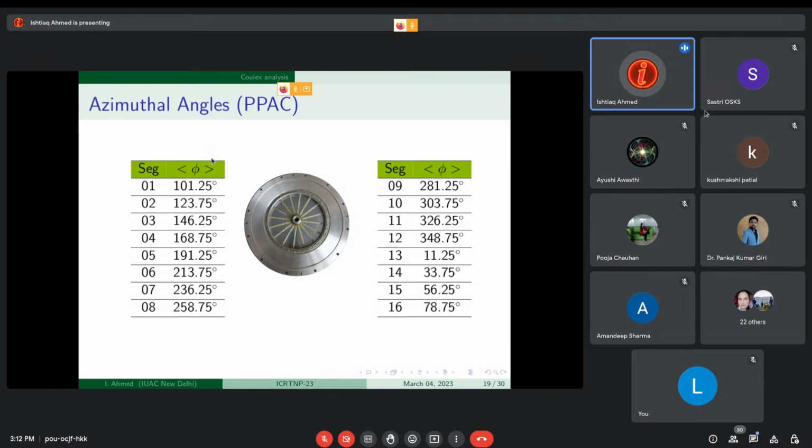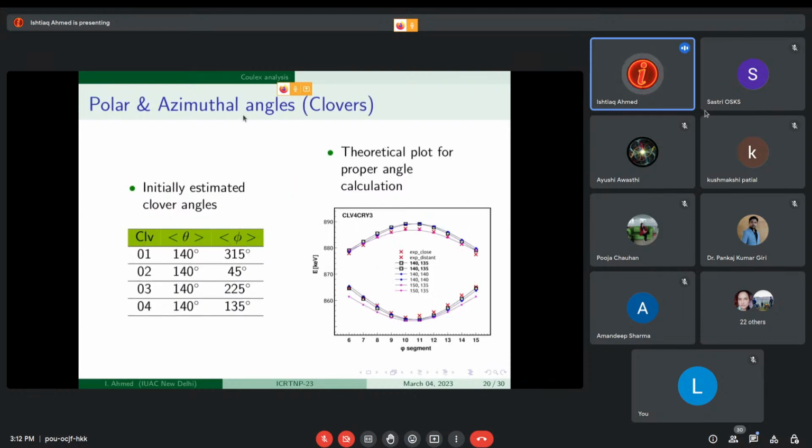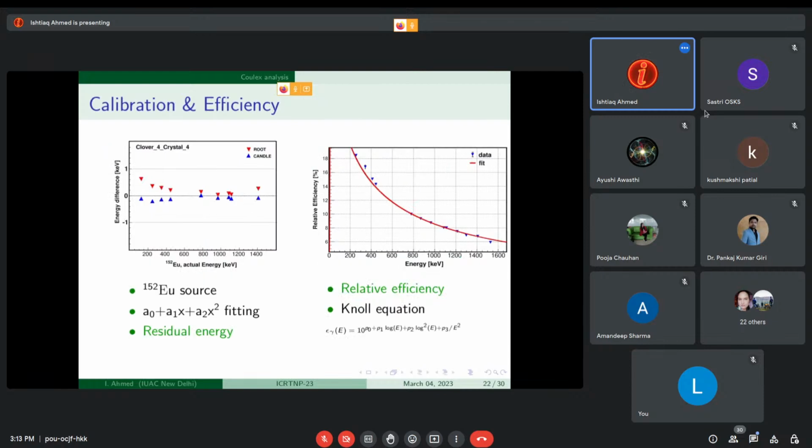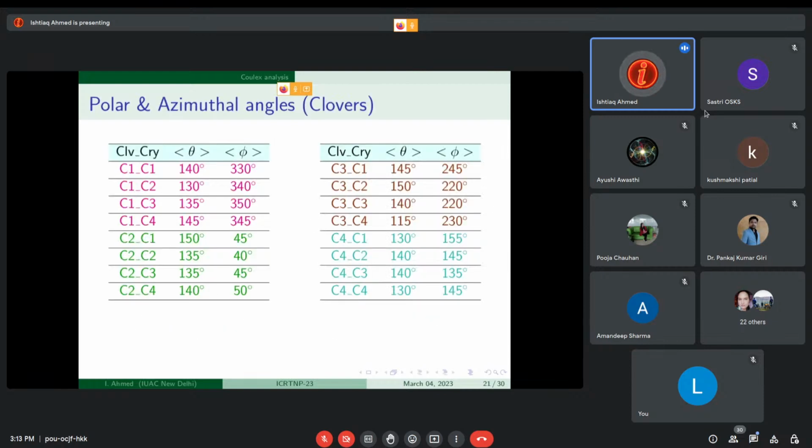So you have the theta and the phi of the PPAC, and now for the Clover detectors. Initially we performed a very basic measurement to estimate the theta and phi of the Clover, but later we did a theoretical calculation, and from there we can precisely calculate the position of the gamma crystal where the gamma ray is actually going. From this plot that can be done, and therefore we calculated the theta and phi for the Clover crystals. After you calculate the position of the germanium as well as the PPAC, you can precisely correct the gamma spectrum.